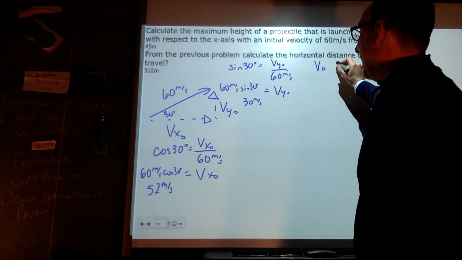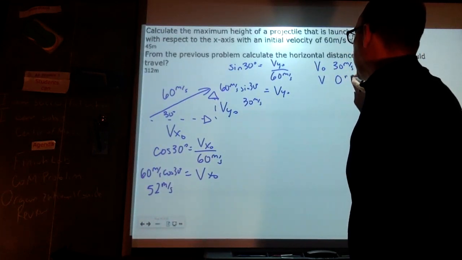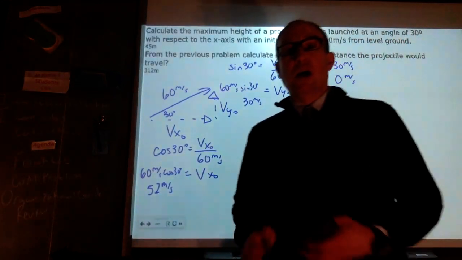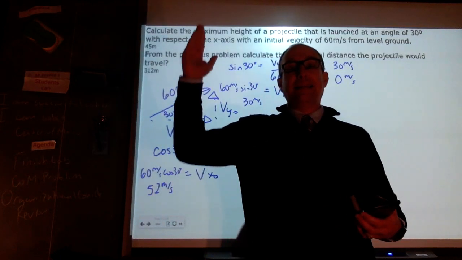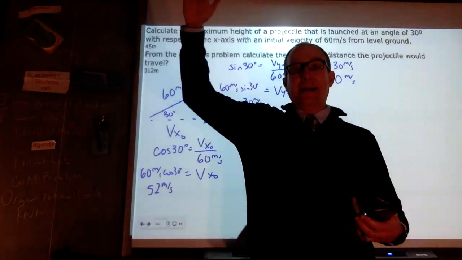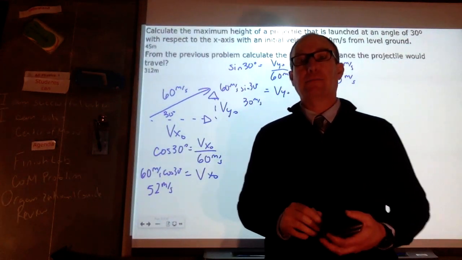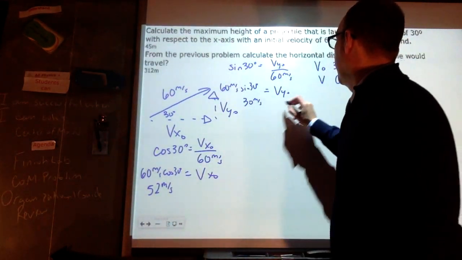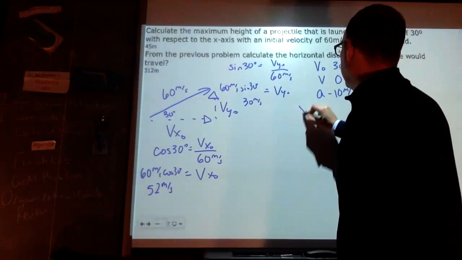So my V naught is going to be 30. When it gets to the highest point, it's going to be 0. So there's going to be a moment where the y velocity, as it decreases, as it switches position, is going to pass through 0 momentarily. That's the highest point. This is going to be -10.